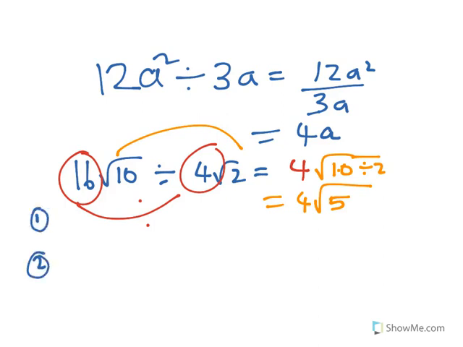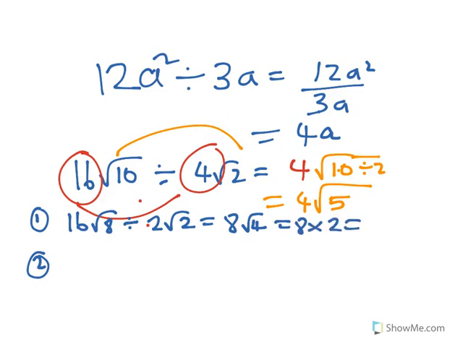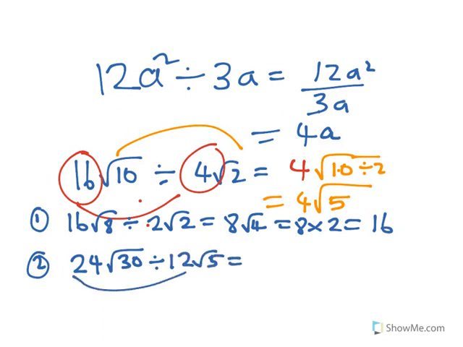Okay, so if you've got 16 root 8 divided by 2 root 2, then you would have 16 divided by 2 is 8. Root 8 divided by root 2 is root 4. But root 4 is 2, so 8 times 2 is 16. Let's say 24 root 30 divided by 12 root 5. 24 divided by 12 is 2. And root 30 divided by root 5 is root 6.